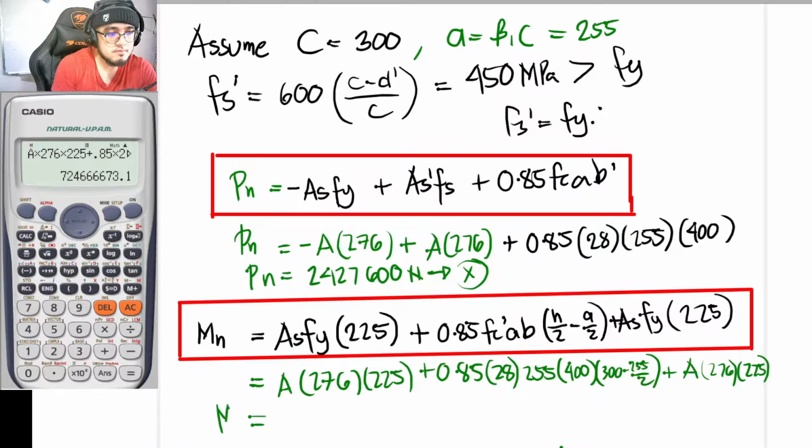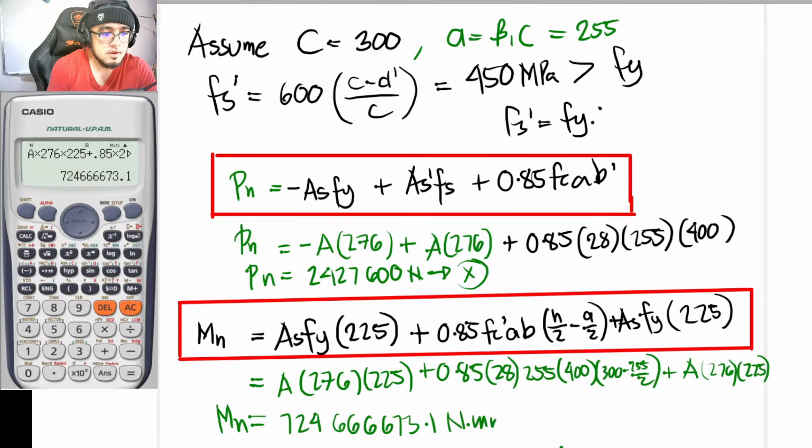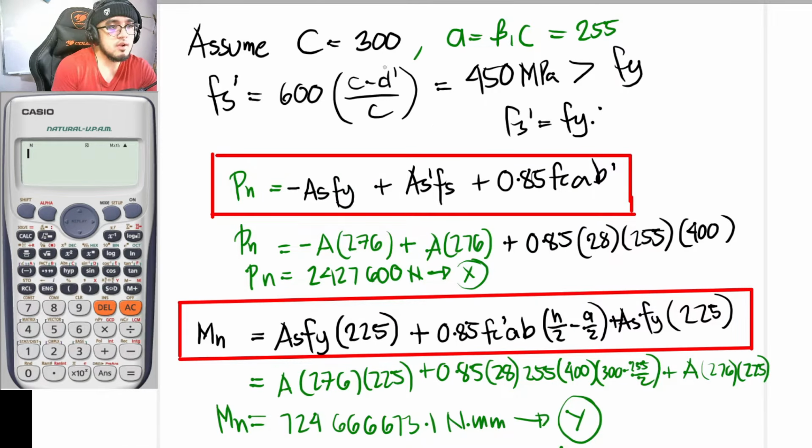So Mn is equal to 724,666,673.1 Newton millimeter. So with that, I will be storing this to y. As to y, I just like it that way. So shift store y.